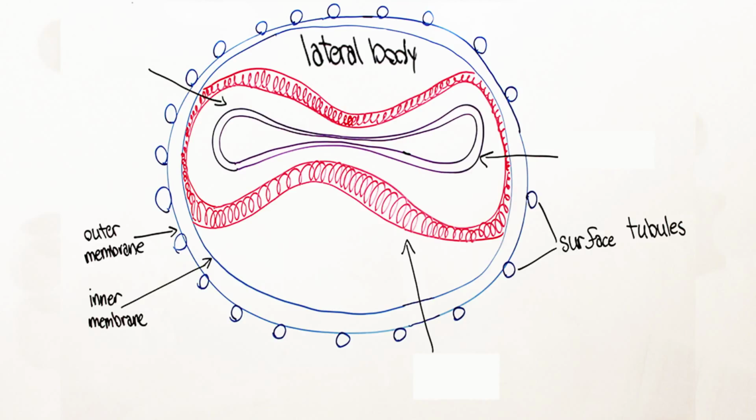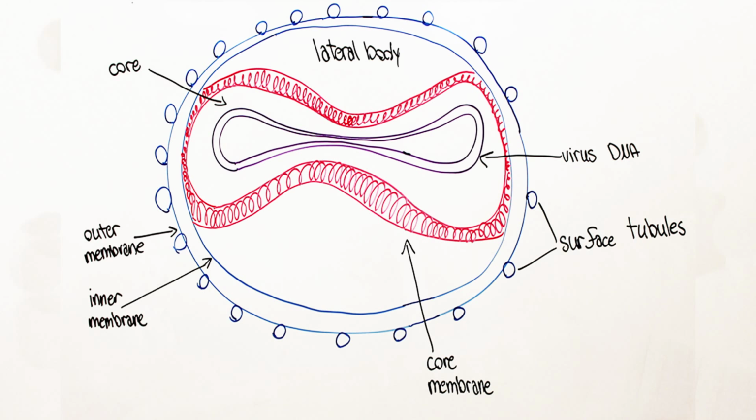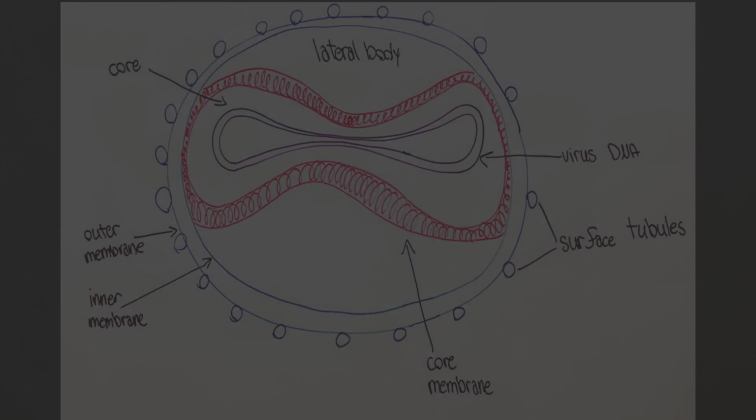Another part of the variola virus structure is the core membrane, which encloses the DNA of the virus, kind of acting like a nucleus of a cell. Then we have the core of the virus, which is the space inside the core membrane that holds the virus's DNA. And the final part of the virus structure is the virus DNA, which is the part of the virus that replicates inside of the cytoplasm of the host cell.